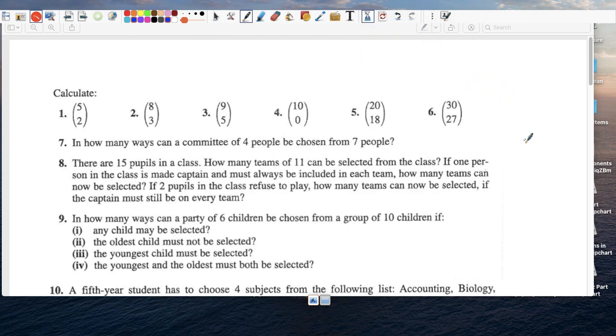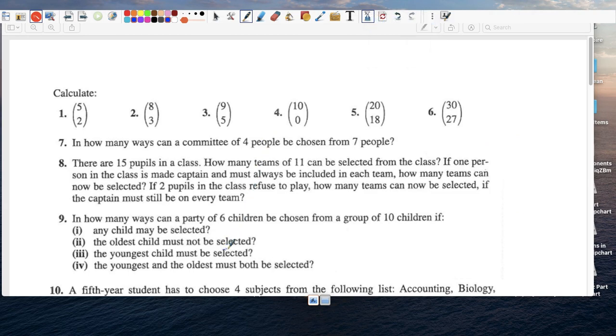So if the oldest child must not be selected, we are going to have 9 children. And we still want to make a committee or a party of 6. So that's 9 times 8 times 7 times 6 times 5 times 4 over 6 times 5 times 4 times 3 times 2 times 1. Let's see, the 6, 5, and 4 go away. The 2 and the 8 become a 4. The 3 and the 9 become a 3. 3 times 4 is 12. Times 7, we have 84 different parties.